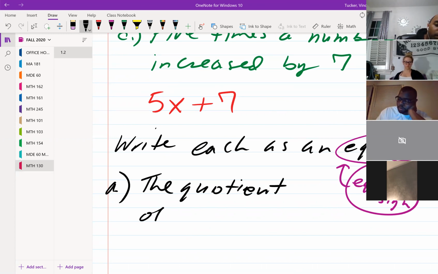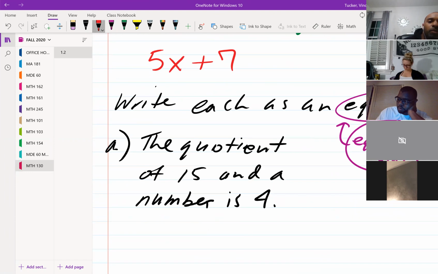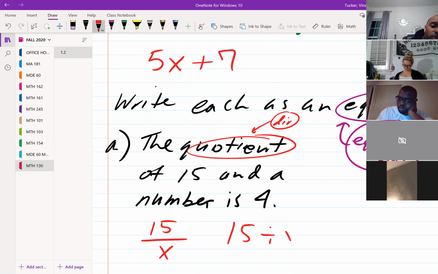The quotient of 15 and a number is 4. So we want to write an equation. The quotient of 15 and the number is 4. Well, quotient is division. So the quotient of 15 and a number, you would write that as 15 divided by x. Or you could use that other division symbol. Remember, you could have written this, but I chose to write it as a fraction. So it's up to you.